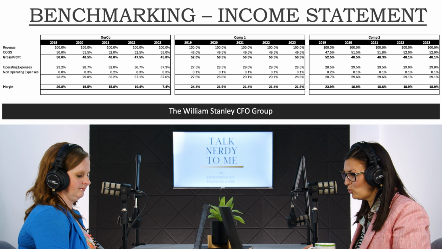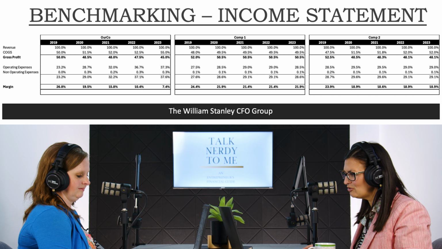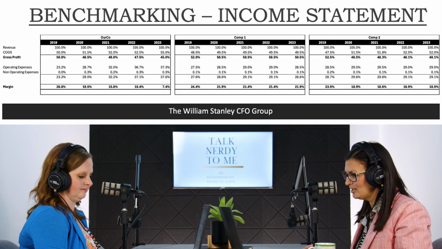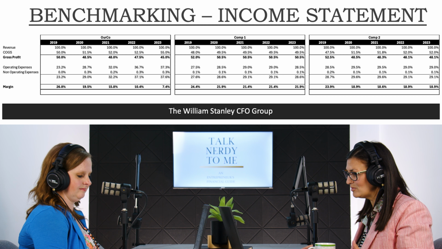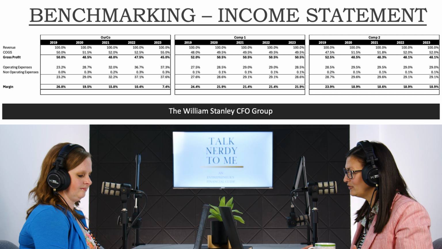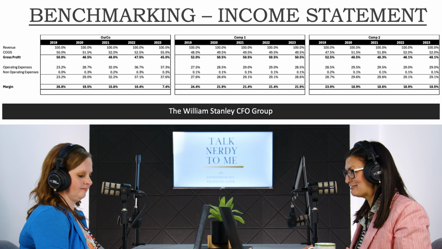And when I look at comp 1, I can see that it's grown a little bit, popped up during the pandemic, and then it's held steady. Comp 2 popped up significantly during the pandemic, and they've held steady. Looking at the two comps, it looks like to me we should be running between 48 and maybe 51% gross profit, and we're running 45.